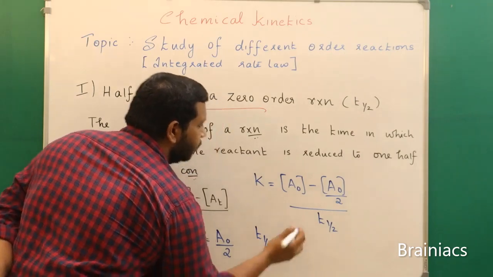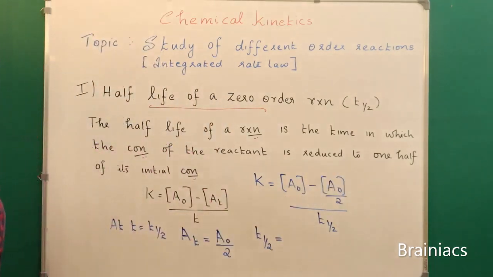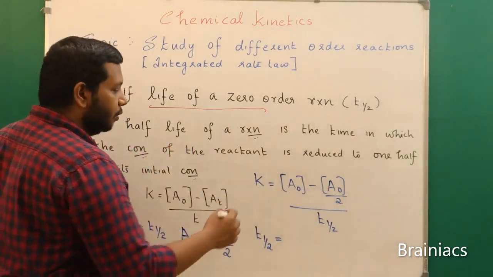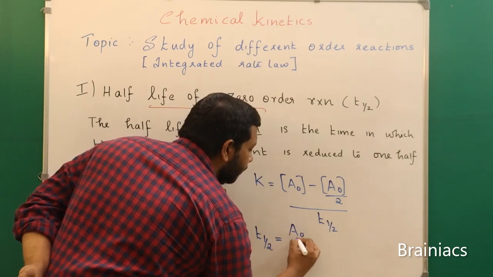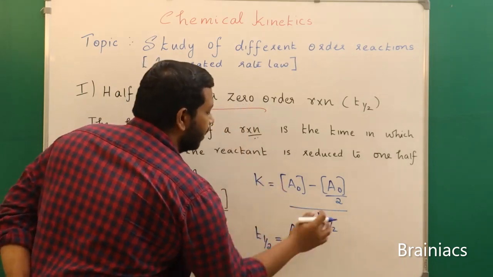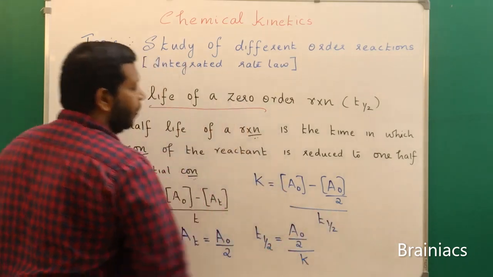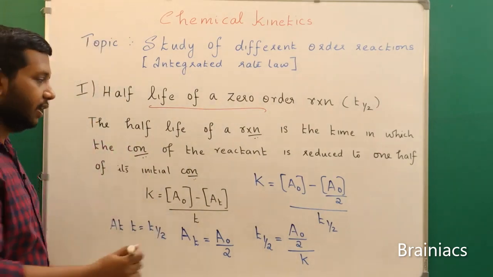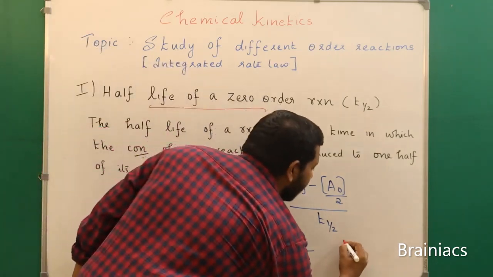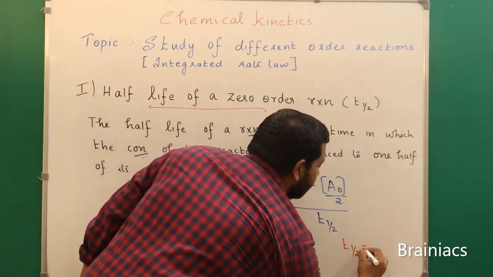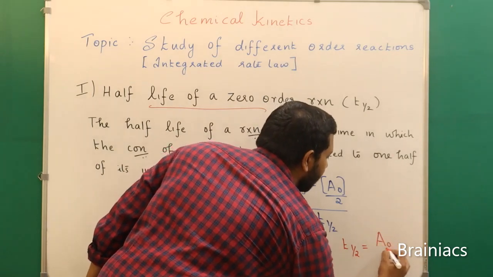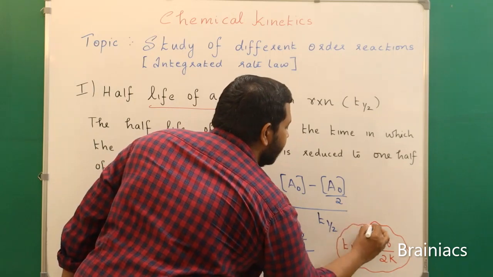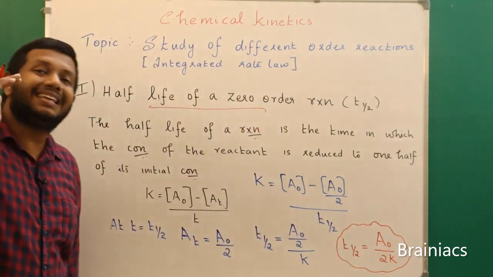So t half is equal to A0 minus A0 by 2. What is that? We know that 1 minus half is half only. So we can say A0 divided by 2. Then k I am taking in the denominator. So what is the final equation for t half for a zero order reaction? This will become t half is equal to A0 by 2k. So this is the final equation for a zero order reaction.